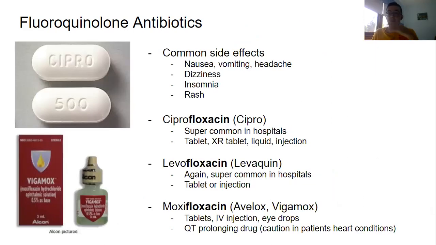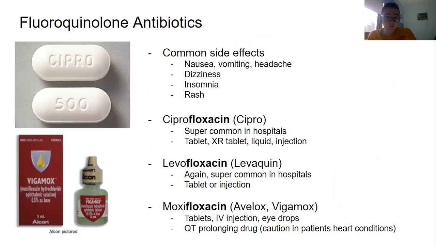Now, common side effects, as I said, beyond the tendon rupture, which is not common but important to remember, you have your nausea, vomiting, dizziness, headache, also a possibility of insomnia or rash. Again, when they're IV, we get those injection site reactions as well. Cipro, again, as I said, super common in hospitals, comes in a lot of different dosage forms as well, so it's very useful.